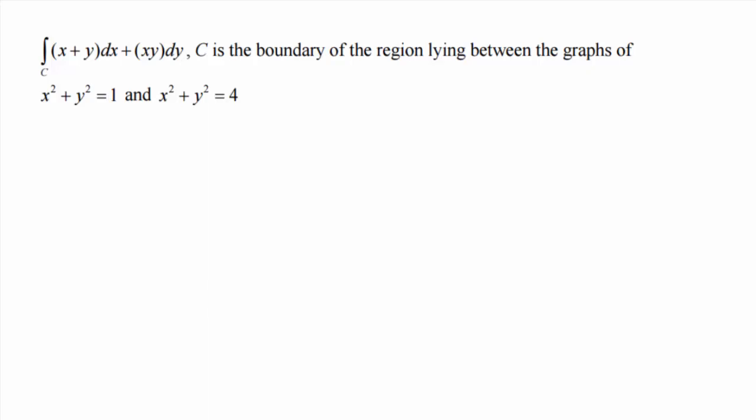In this problem, we want to evaluate the line integral over C of (x + y) dx + x times y dy. C is the boundary of the region lying between the graphs of x squared plus y squared equals 1 and x squared plus y squared equals 4. So we want to use Green's theorem to evaluate this.